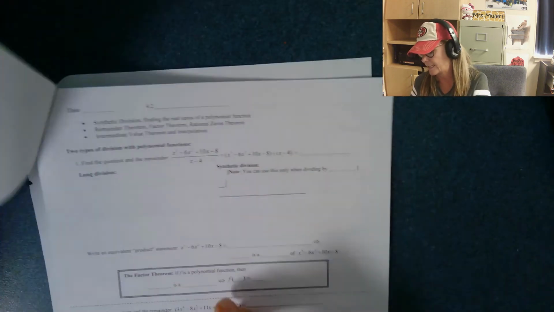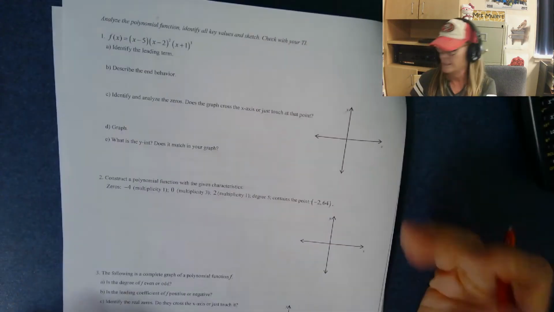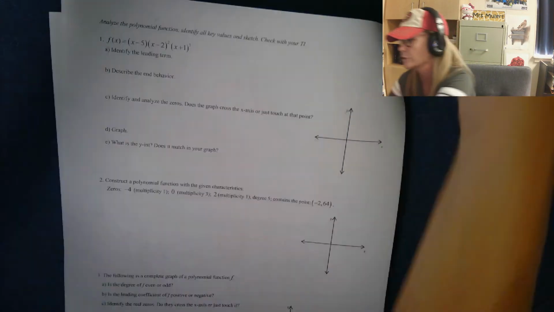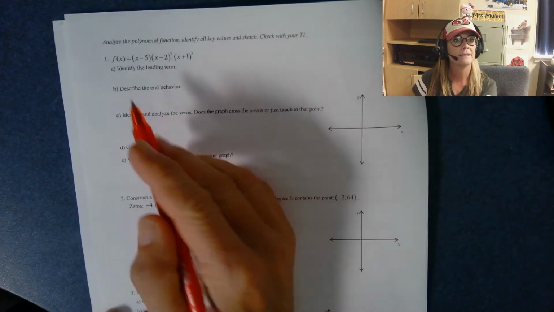All right. Let's look at the next page where we have some questions to answer, the type of questions you would see on a test or a quiz. All right. Analyze the polynomial function, identify all the key values, and sketch. Okay. Check with your TI. All right. So here is a polynomial function.